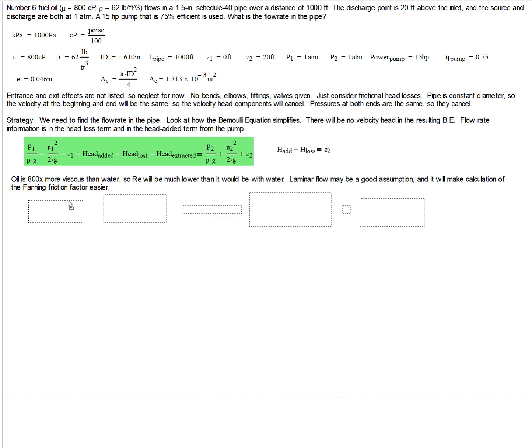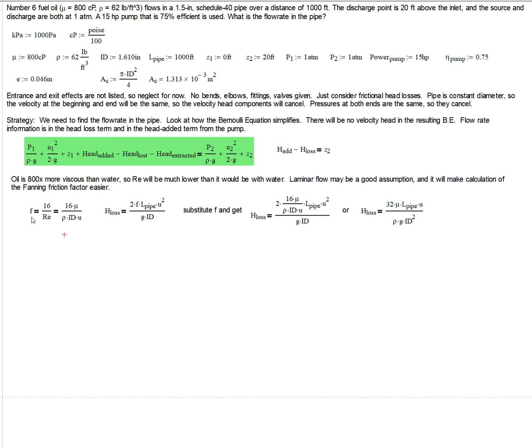If our flow is laminar, our Fanning friction factor is 16 over the Reynolds number, or 16 times viscosity over rho ID u. So here's our velocity in the pipe. We can then calculate the head loss, right? We can go through and calculate the head loss, and after we make all those assumptions, this is the formula that we get for the head loss.